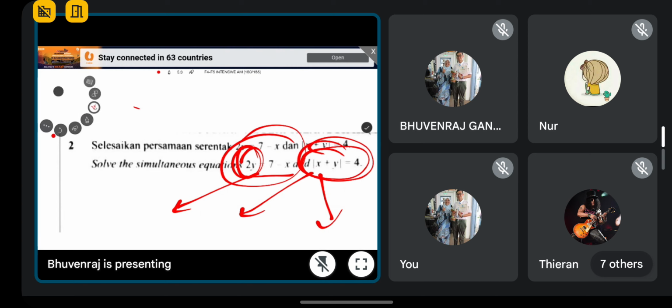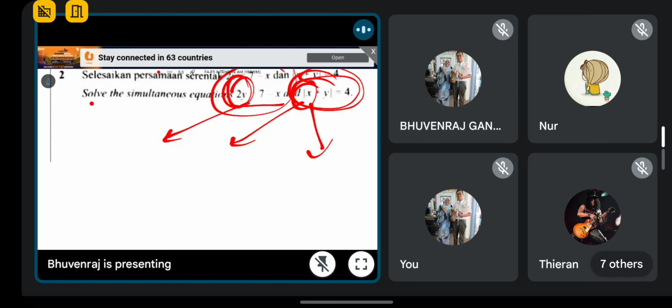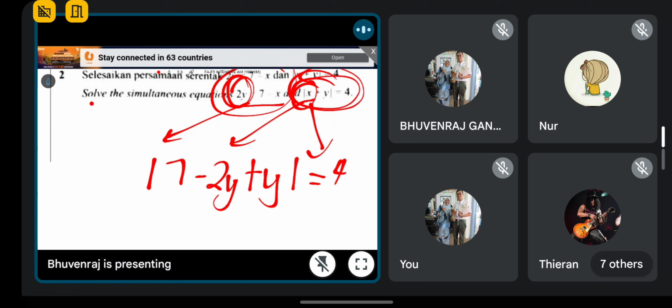So then the answer you get, you substitute inside here, inside the X term. Baru kamu pecahkan modulus. Then only you break the modulus sign. Okay, so you will get something like this. 7 minus 2y. After you express lah, you should get something like this. I substitute the x. So this one, 7 minus y equals to 4.